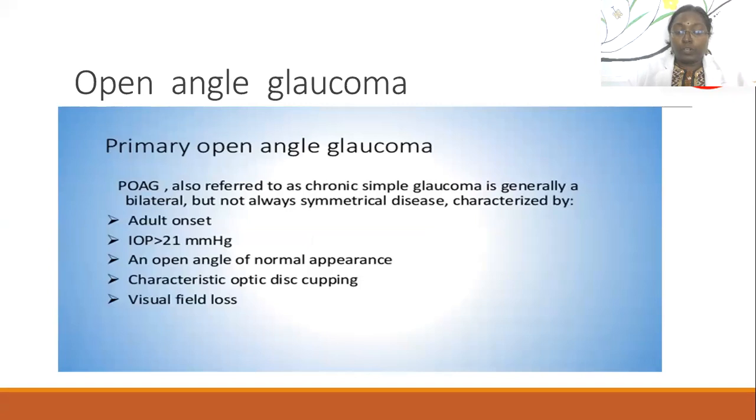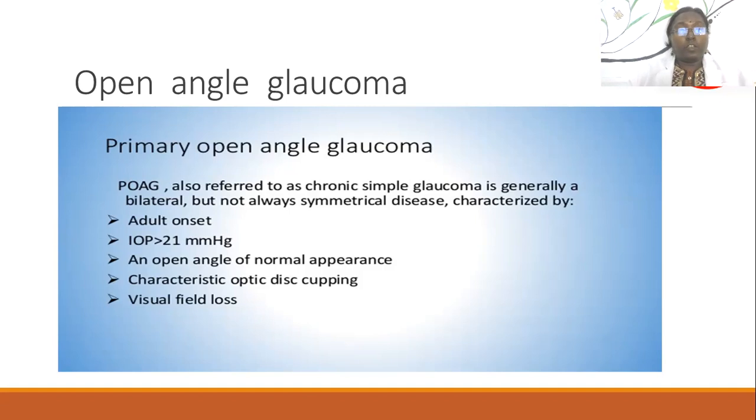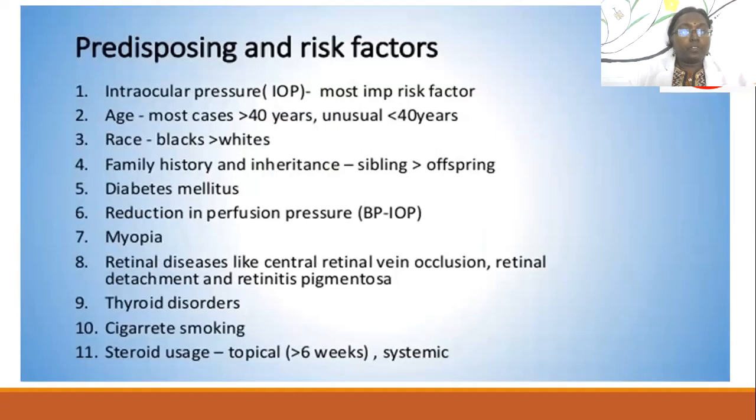Glaucoma is of two types depending upon the angle of the anterior chamber. So if the angle of the anterior chamber is open, that is if it is 40 degrees, then it is open. If it is less than 10 degrees, then it is angle closure glaucoma. So open angle glaucoma is there and angle closure glaucoma is there. Open angle glaucoma is the primary open angle glaucoma.